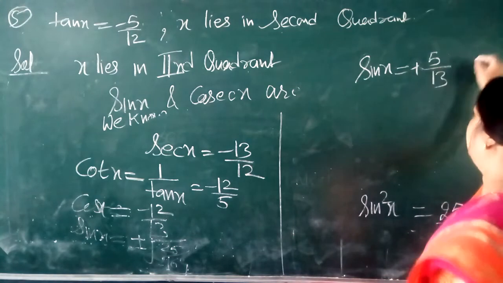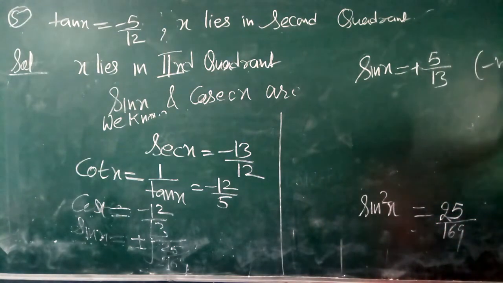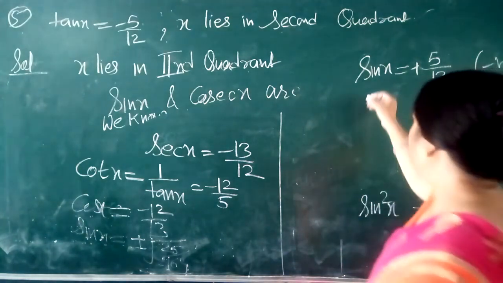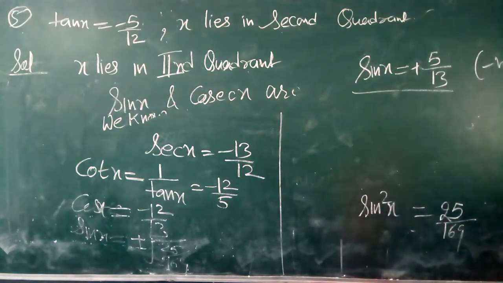The negative sign is rejected here because x lies in the second quadrant. You will write here: negative sign is rejected. Why is it rejected? Because x lies in the second quadrant. Now the value of sin x is coming here 5 by 13.